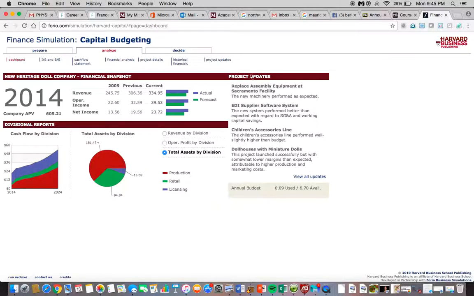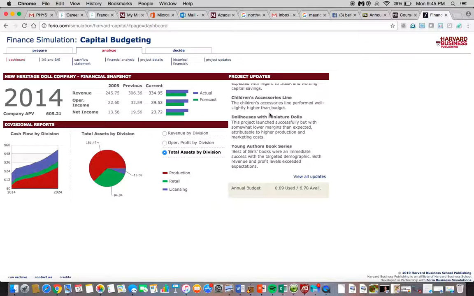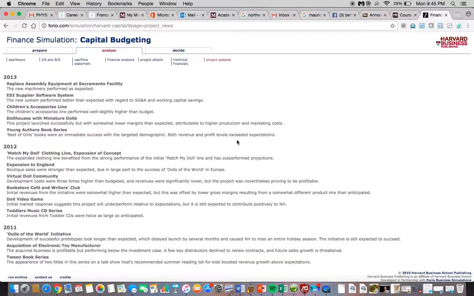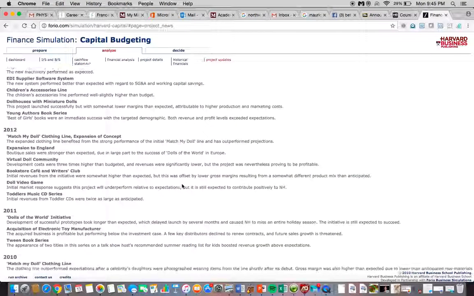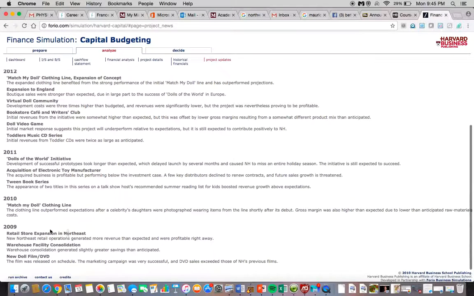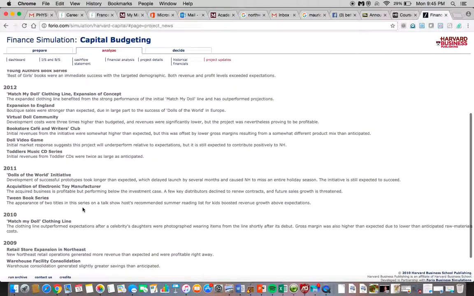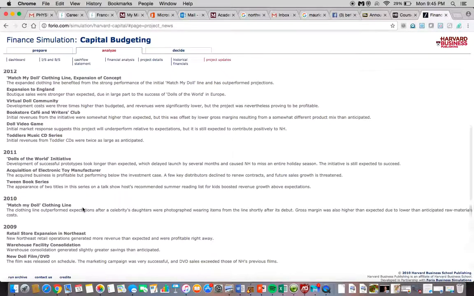And this tab over here to the right is just some of the details of the projects that I have invested in. If you click on View All Updates down here, it will lead you to a page showing all the investments I have made over a span of 5 years, starting down here in 2009 and working its way up into 2013. How choosing these investments works is you have a set budget.